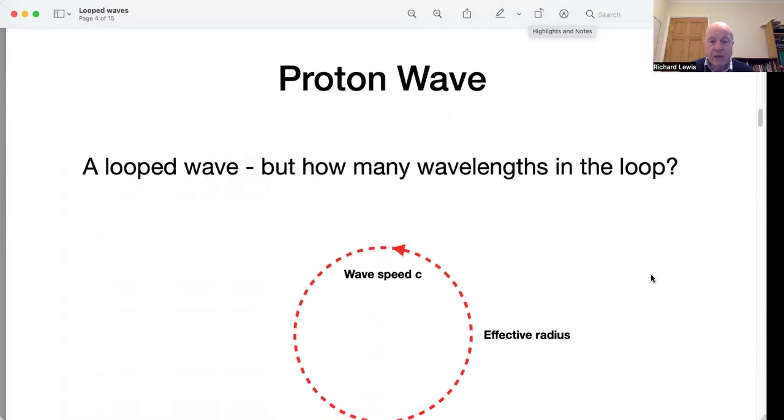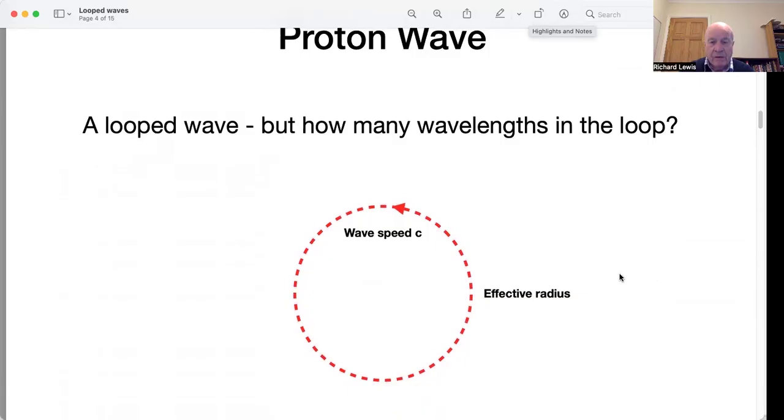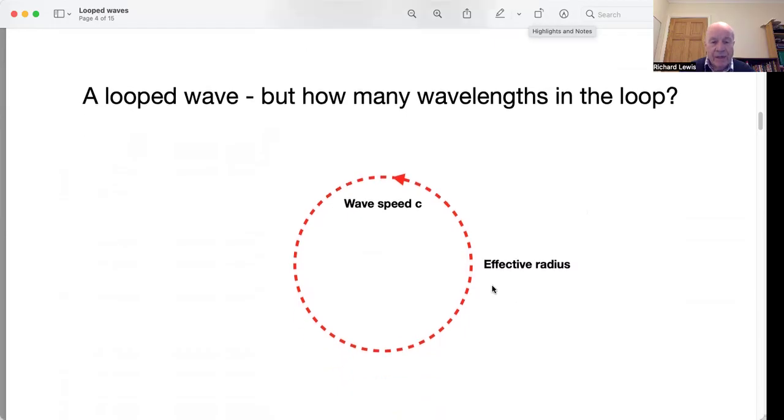So here we can visualize what the proton is. We think of a wave of compression and expansion of the medium traveling at speed c. So the medium is not moving at that speed. What is moving is the wave disturbance. And what we want to find out is the effective radius, which is the midpoint of this looped wave.